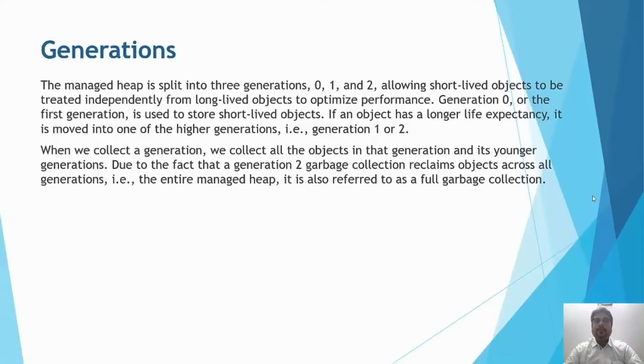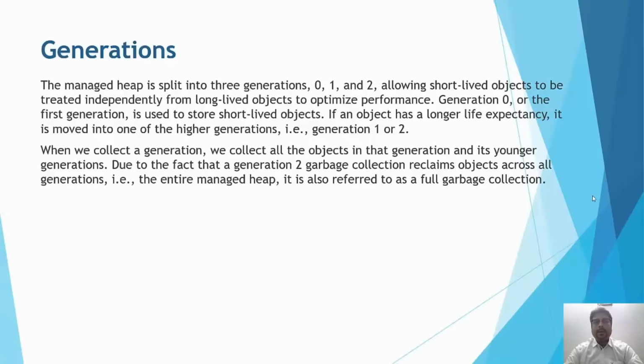So when we collect a generation, we collect all objects in that generation and its younger generations. Due to the fact that a generation 2 garbage collection reclaims objects across all generations, that is the entire managed heap, it is also referred to as full garbage collection. So now, if a garbage collection has happened for say generation 1, you can assume that there has been a cleanup of objects residing in both 0 and 1.